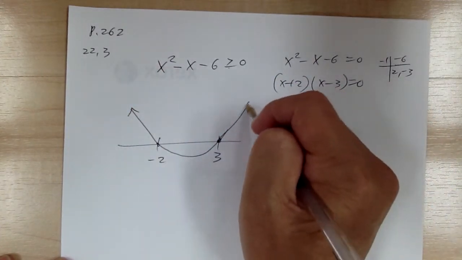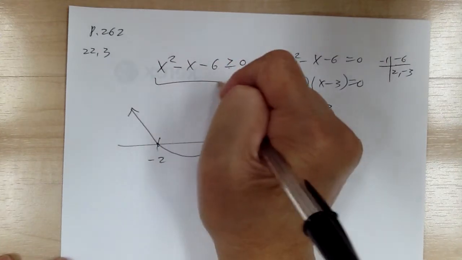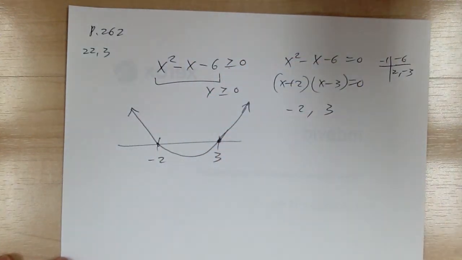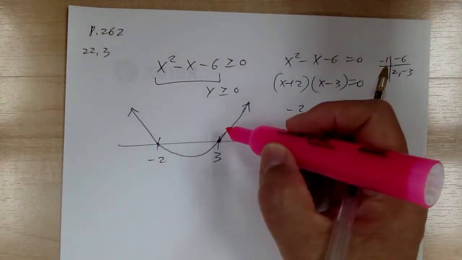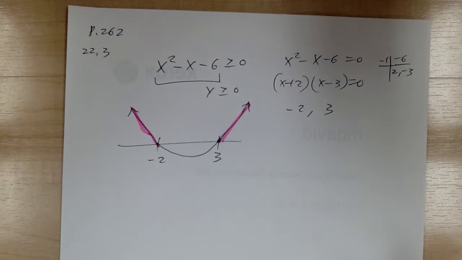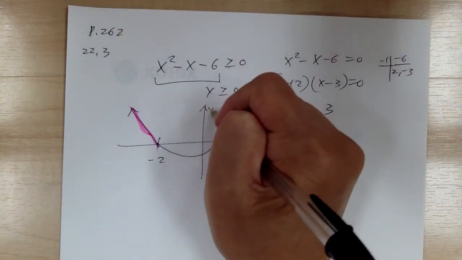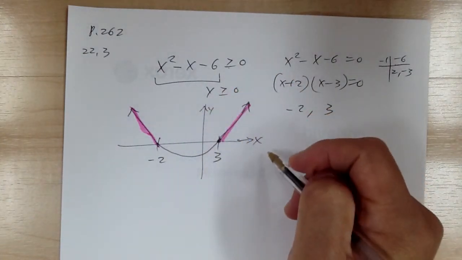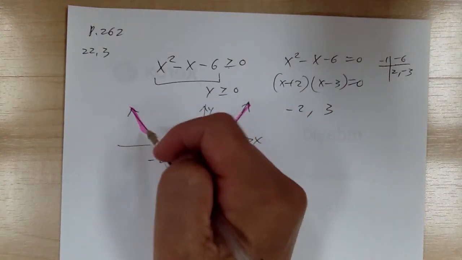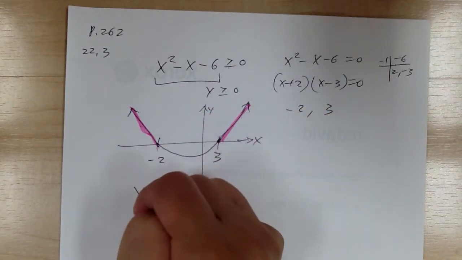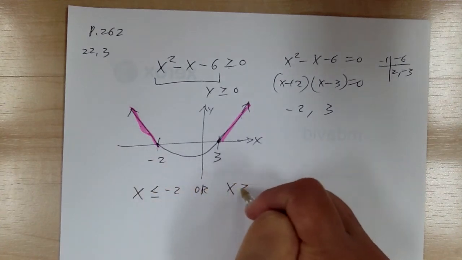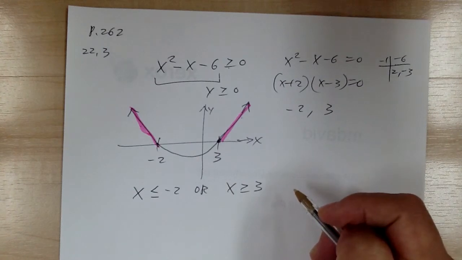And then to figure out your answer, you treat this like a y, because y is a function of x. So imagine that this is y greater than 0. So y greater than 0 would be here and here, right? You can imagine that this is the y and this is the x. So from this part, you can see that the answer would be this part and this part. So x would be less than or equal to -2, or x is greater than or equal to 3.